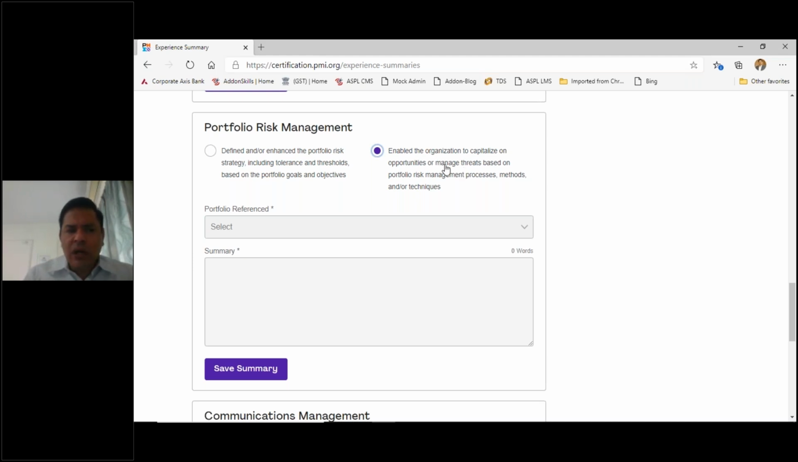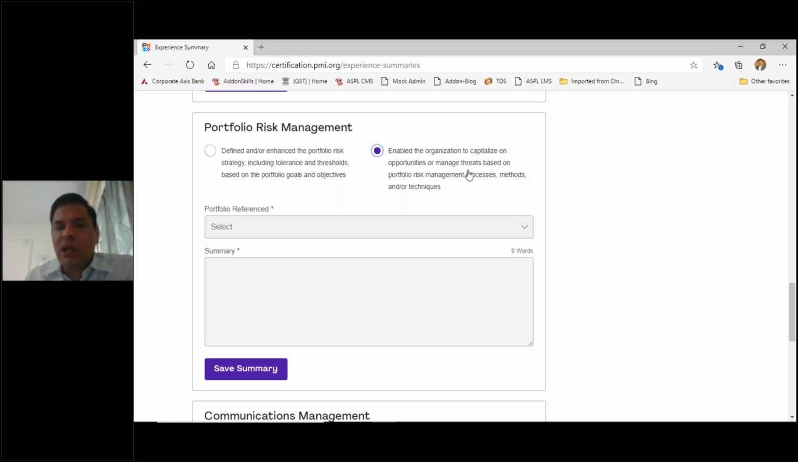So again, this is the same option. How do you enable your organization to capitalize on new opportunities? So what was your risk model through which you identified the new opportunity? What was your model to identify the new opportunity, or how will you manage the threat?